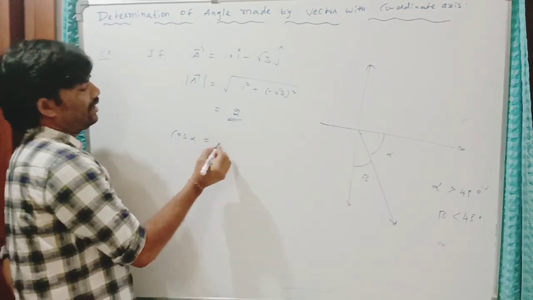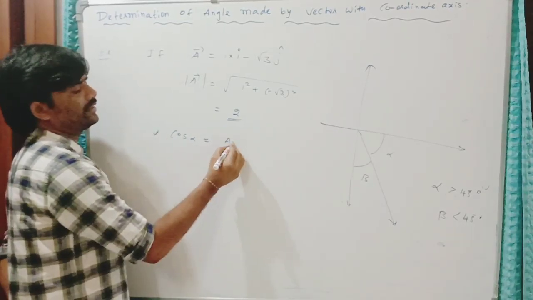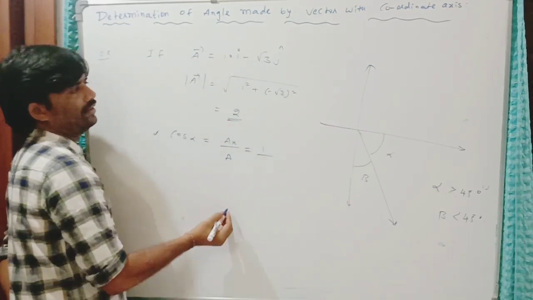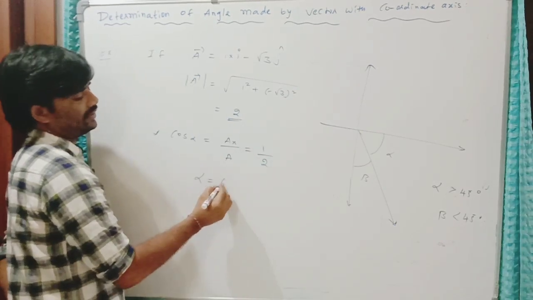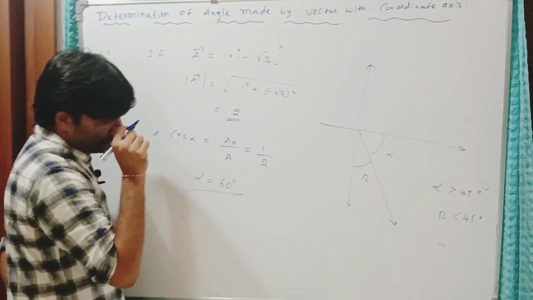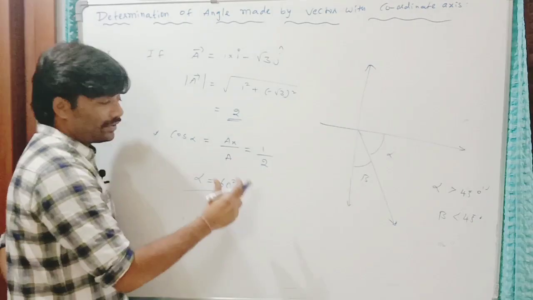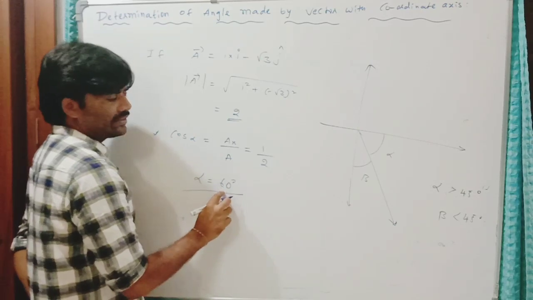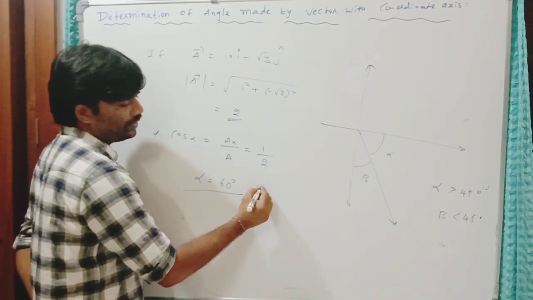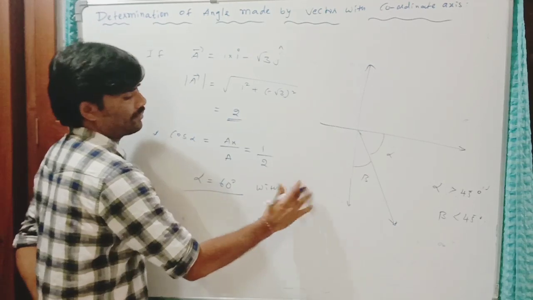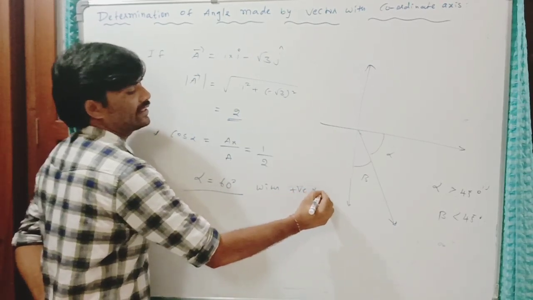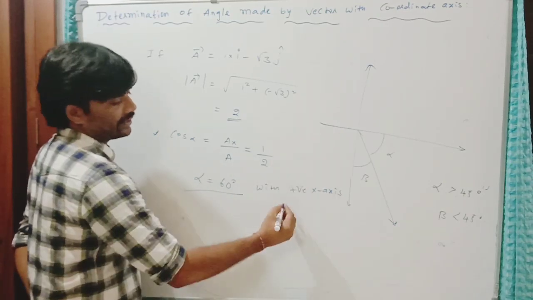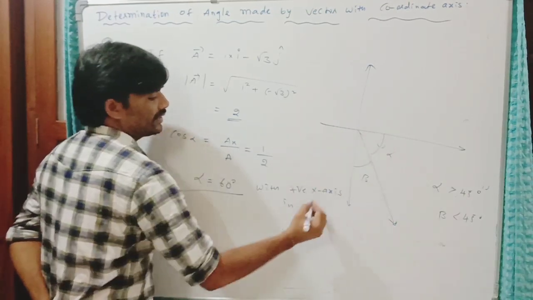Or to know that alpha, cos alpha, apply the formula Ax by mod A. Ax is 1, mod A is 2. So alpha is 60 degrees. So we should write this alpha in a sentence. Let us write 60 degrees angle with positive x-axis, angle 60 degrees with positive x-axis in clockwise direction.